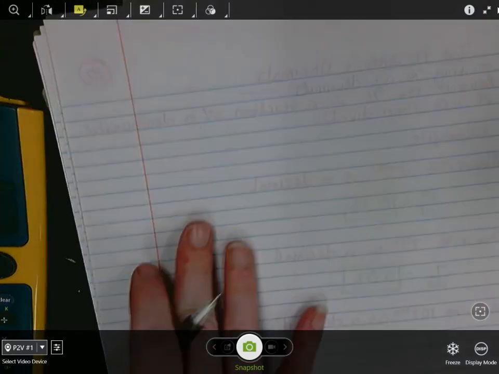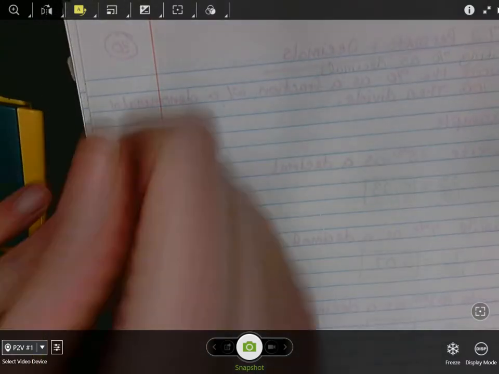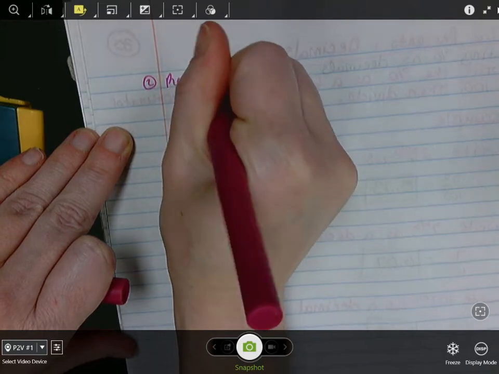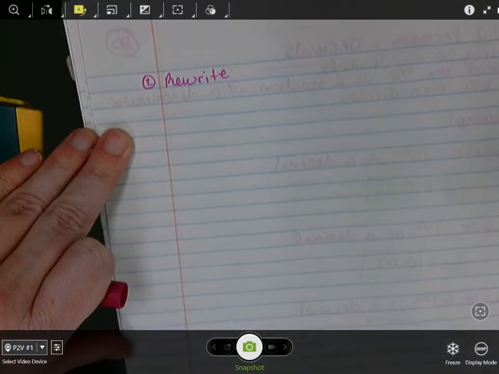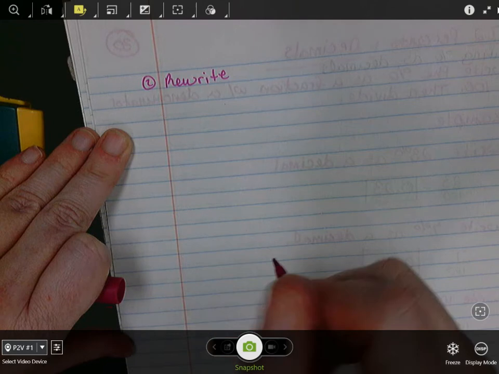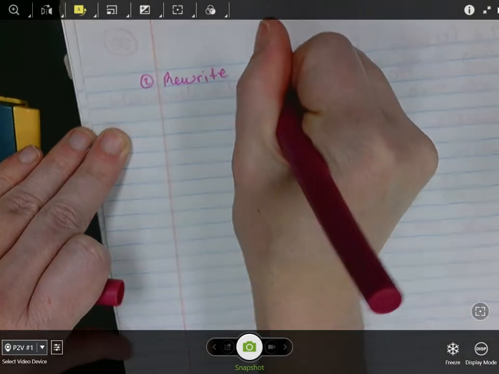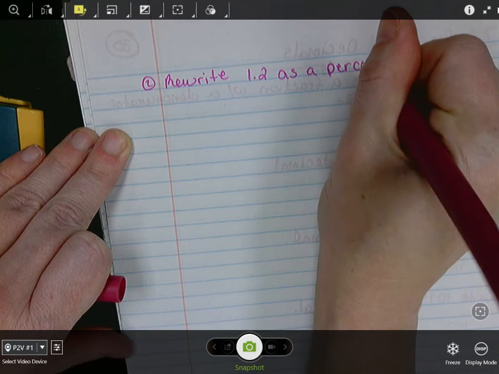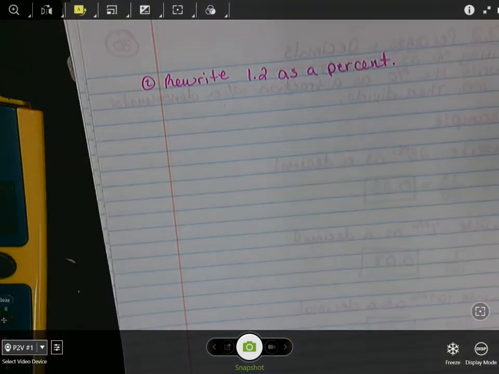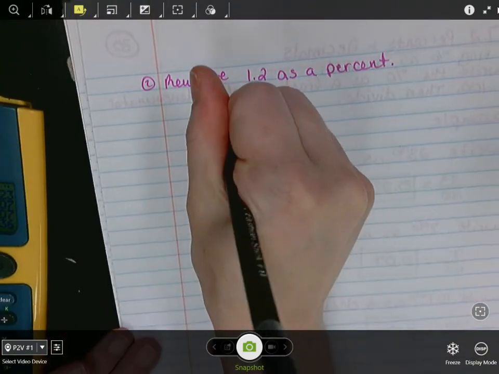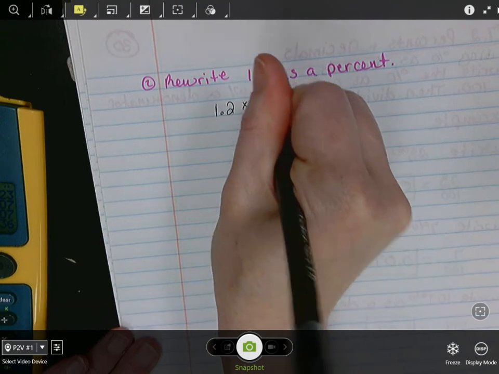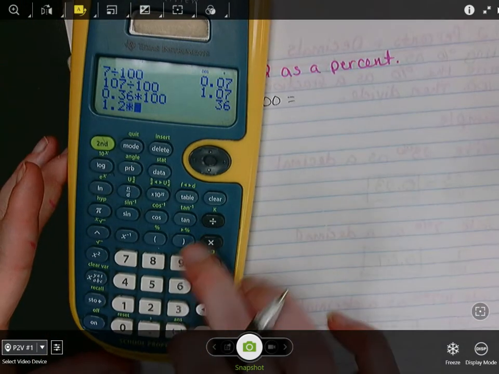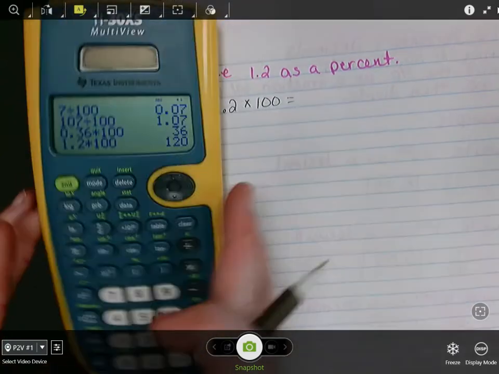Okay, next example. Rewrite one and 2/10 as a percent. Okay. All right, so we write down 1 and 2/10 times 100, and then we type it in our calculator, 120%.